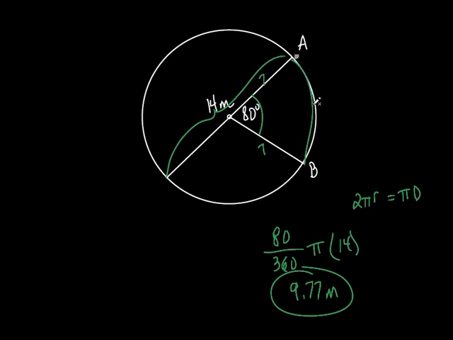It's not degrees. You're not finding an angle. You're finding the actual distance that you traveled from A to B. And that's what you're finding. You're finding that length, and that length is about 9.77 meters. All right, hope that makes sense. I believe, yep, that's the last example, and that's about measuring angles and arcs.